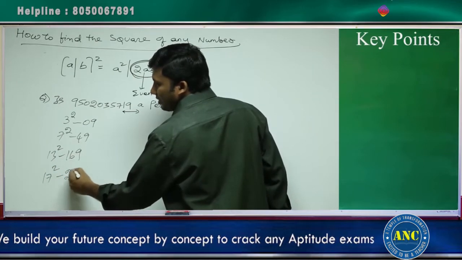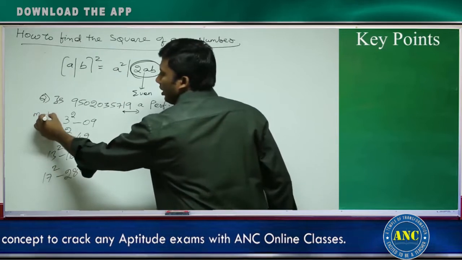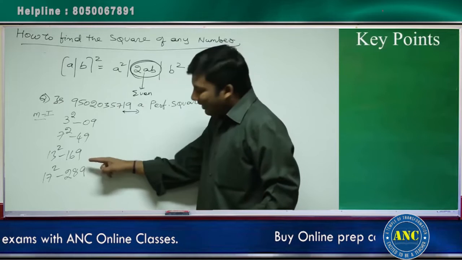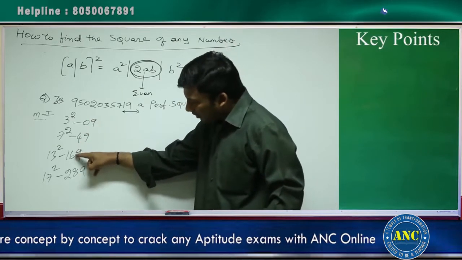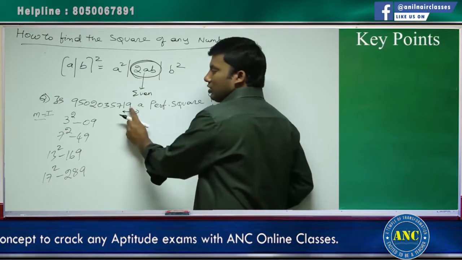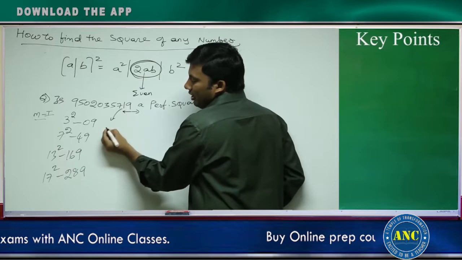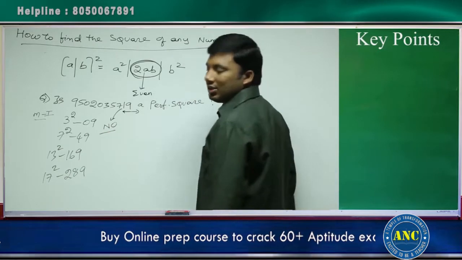Similarly, you can write as many examples as possible. If you observe, this is method one to solve. All these numbers are ending with 9. The tens digit is always an even number. So in this question, the unit digit is 9, but the tens digit is 1, and 1 is an odd number, therefore the answer is no.